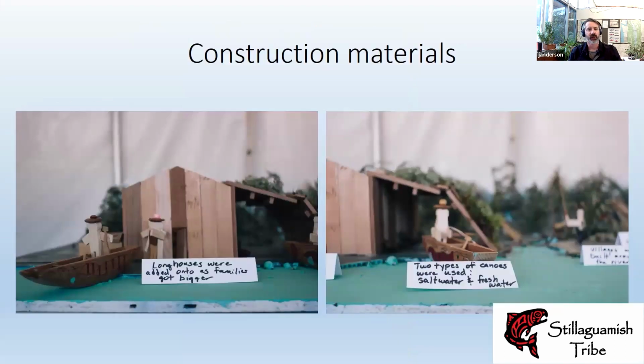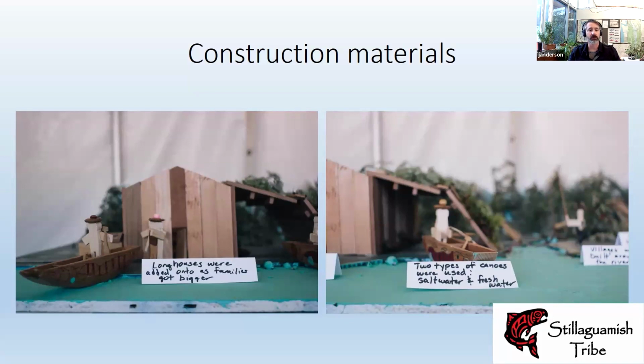Now, I'd like to start off by saying a thank you to Stillaguamish Tribe's Education Department and the tribal youth for these models that were made and then photographed to depict traditional dwellings and modes of transportation. On the left, you can see a model of a longhouse, and on the right, different types of canoes. Wood was an abundant resource for Coast Salish tribes. Western red cedar in particular had many uses.